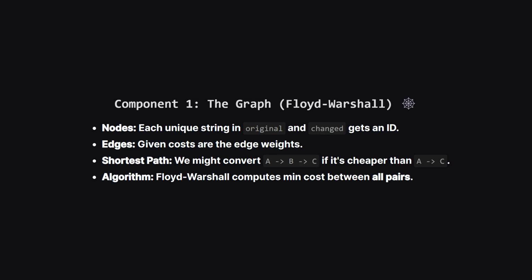Let's zoom in on the graph part. Imagine every unique substring involved in our rules is a node in a graph. If we have a rule that changes string ABC to def with cost 5, that's a directed edge from the ABC node to the def node with weight 5. But remember, maybe there's a cheaper way to get there by going through another string. Floyd-Warshall is an algorithm that lets us calculate the absolute minimum cost to get from any node to any other node, considering all possible intermediate stops. This pre-calculation is super useful for our next step.